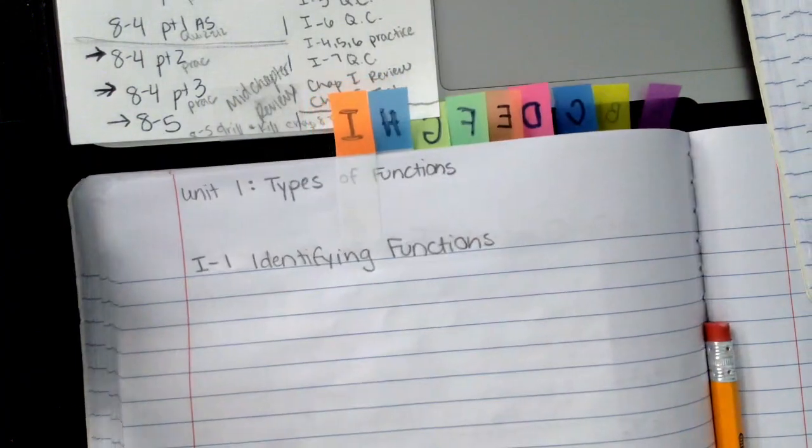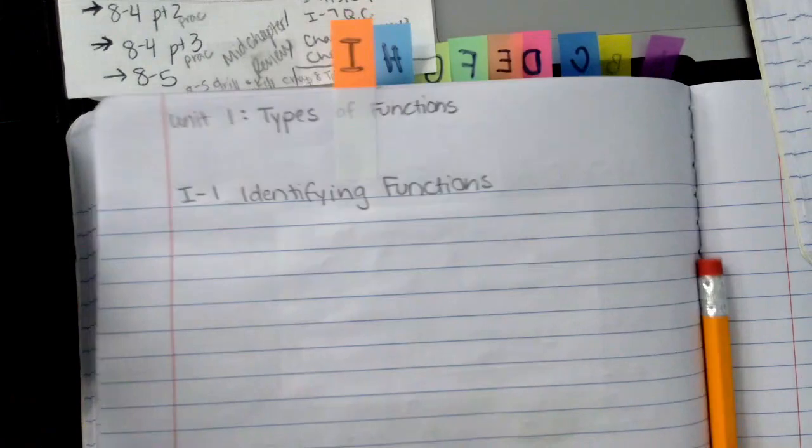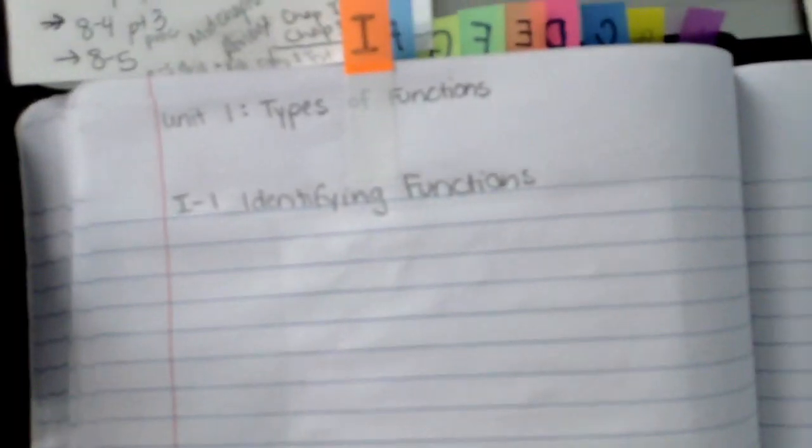Next trimester we have a couple short units, so we get through a couple more. All right, so unit I is all about types of functions. In I-1 today, we're going to talk about identifying functions. So everyone should have out their notebooks.